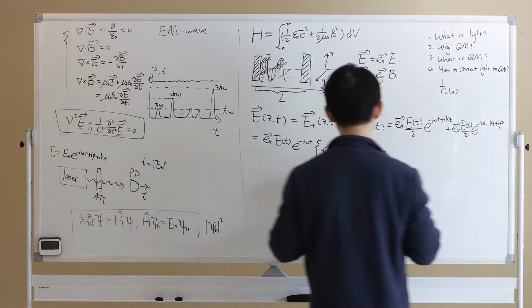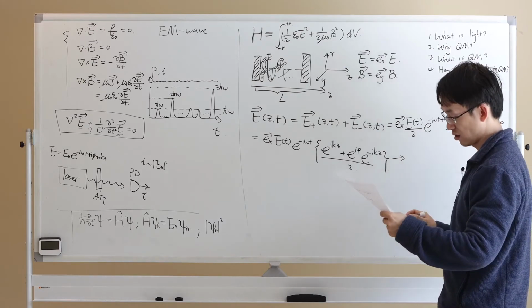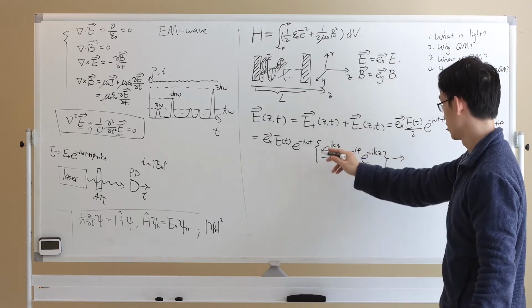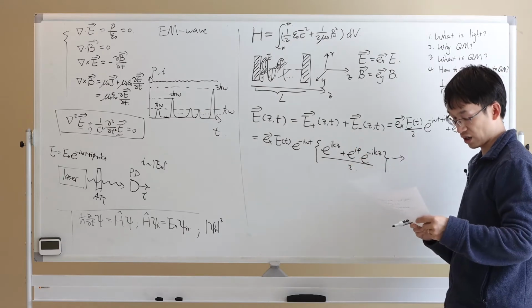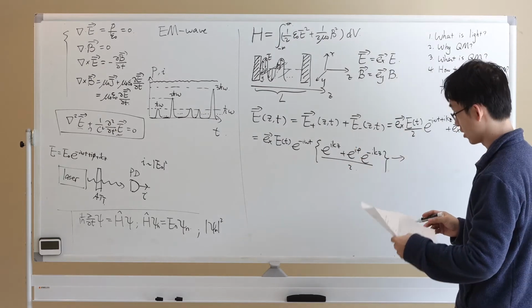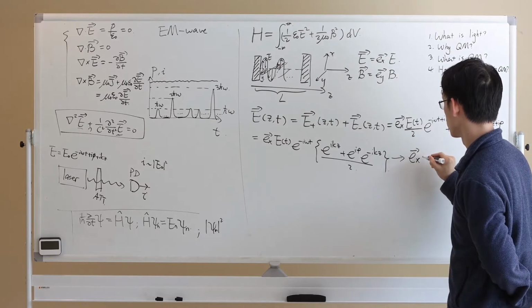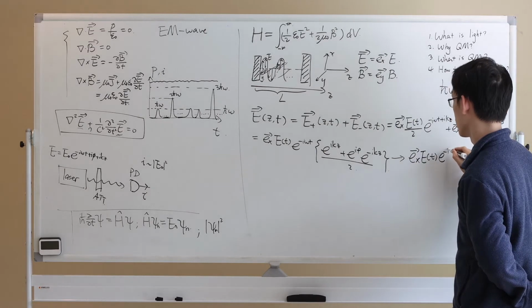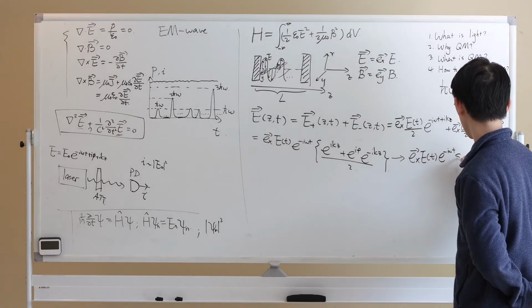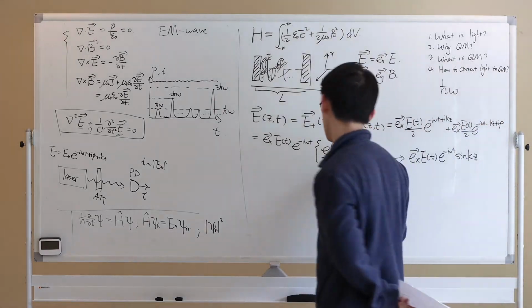So in this case, we choose a phi such that this thing inside goes to sine kz, and this one goes to e to the minus i omega t sine kz. Okay, you can choose other phase.